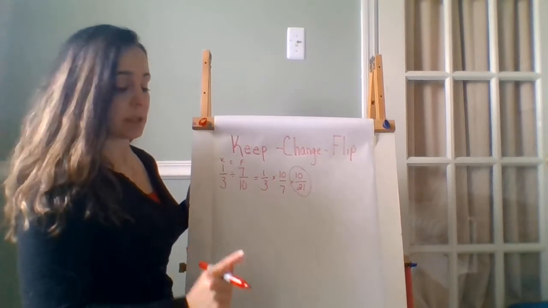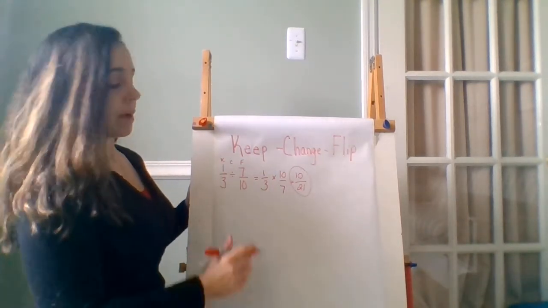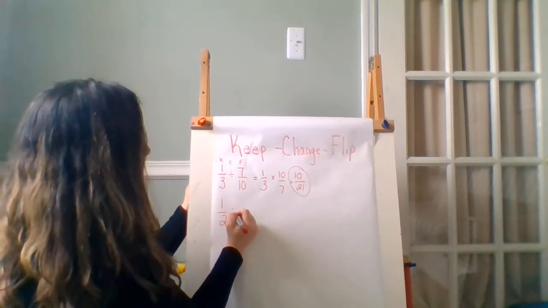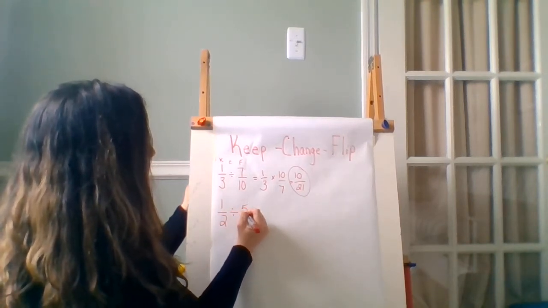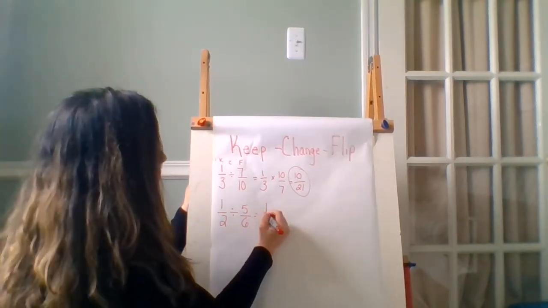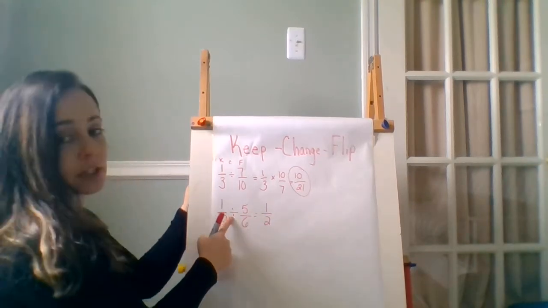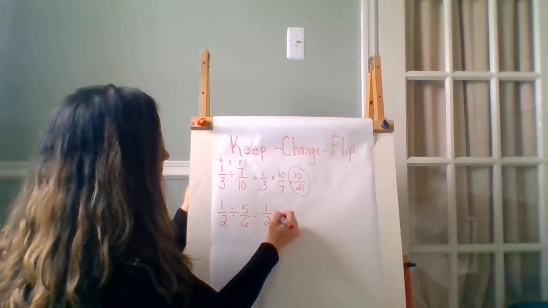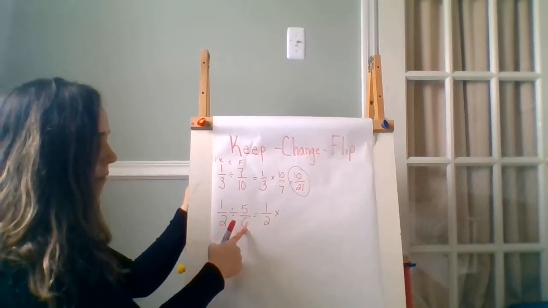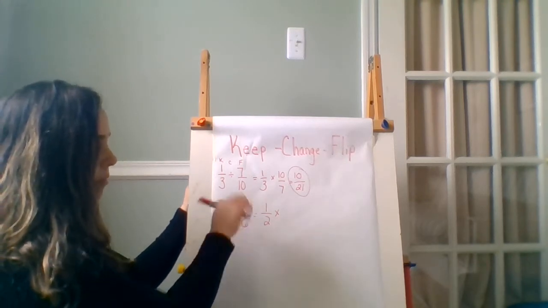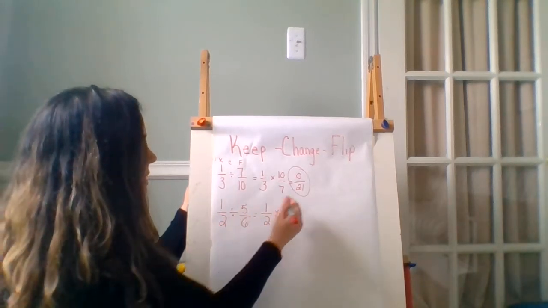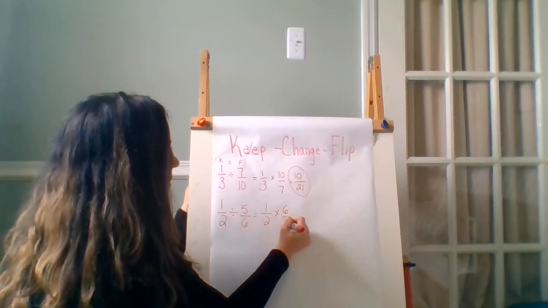or I should say the quotient. The second problem is 1/2 divided by 5/6. So again, we keep, change, flip. We keep the first fraction. We change the sign from division to multiplication. We flip this fraction so that what was on top is now on bottom, and what was on bottom is now on top. We flip it, again, called reciprocal fractions. So instead of 5/6, it becomes 6/5.